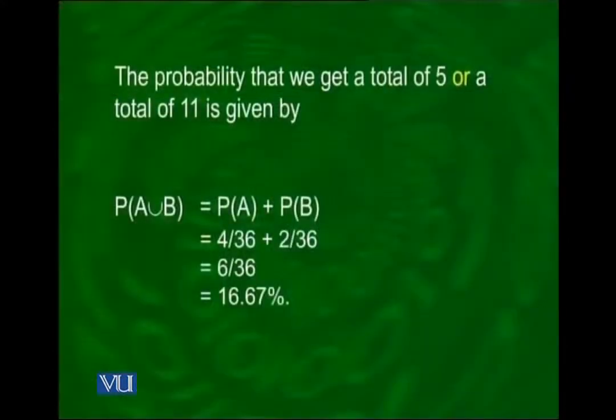Lekin hum to interested the is baat mein, can we get a total of 5 or a total of 11? So according to the theorem, the probability of A union B, the probability of 5 union 11, the probability that I get a 5 or an 11 is equal to 4 by 36 plus 2 by 36, and that is 6 by 36 or 16.67%.